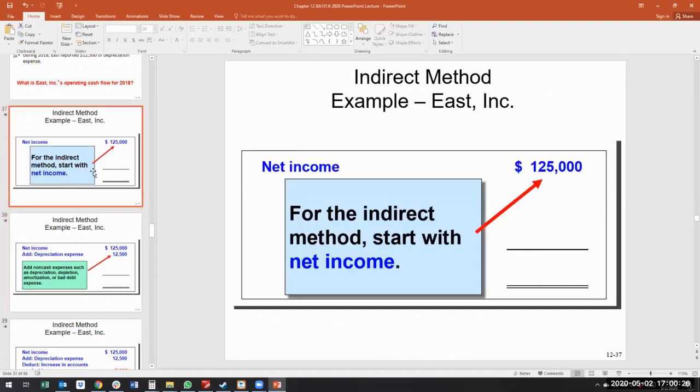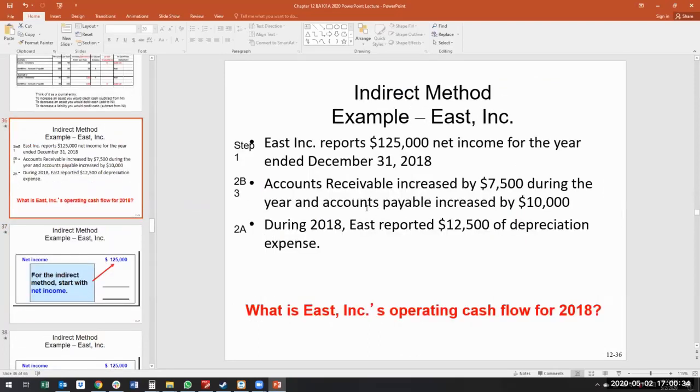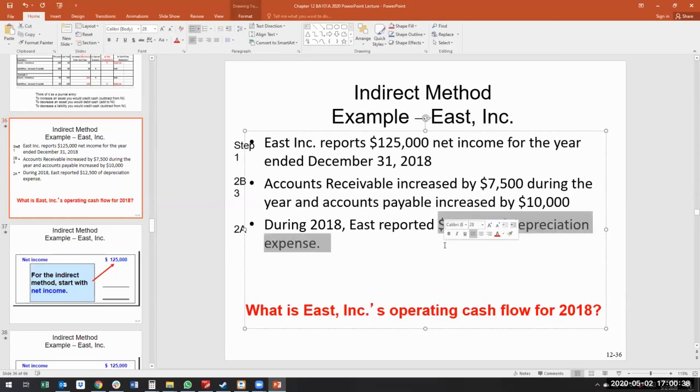So net income, $125,000. And the next thing we're going to do is add back non-cash expenses. What's a non-cash expense here? The depreciation expense. We don't pay cash for depreciation. It's just a reduction to our assets over a long-term period. So that depreciation, right, is normally debit depreciation, credit accumulated depreciation. And so we need to add that back to our income because we actually didn't pay cash for it.